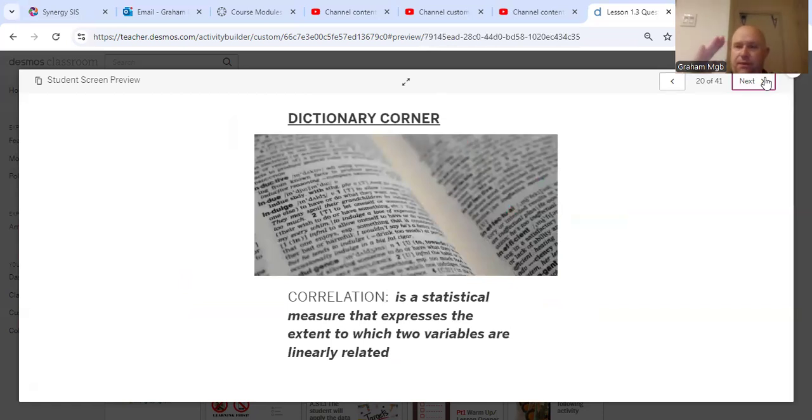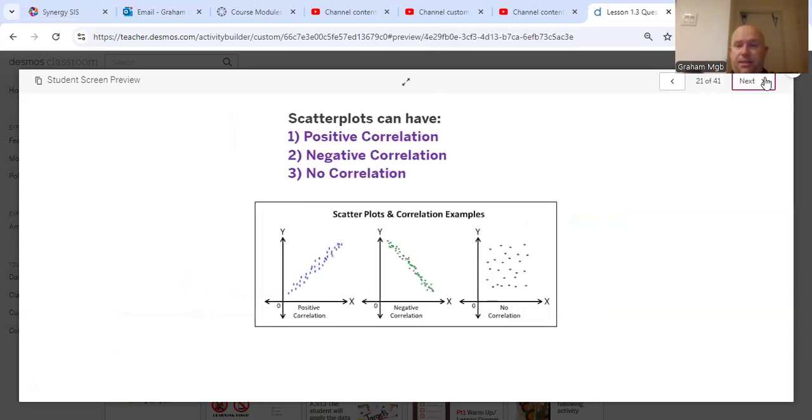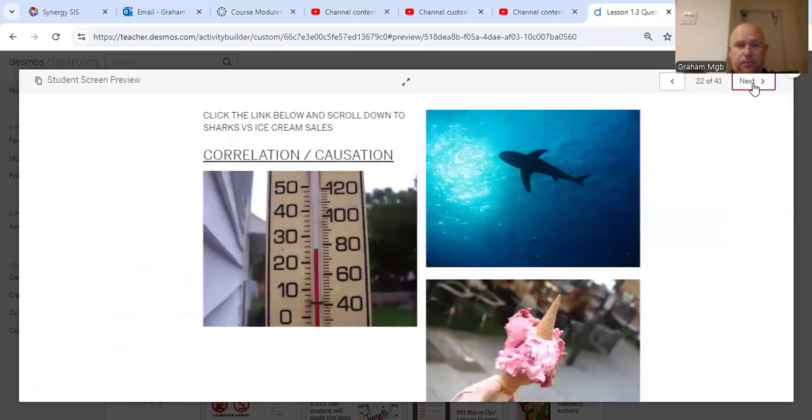Correlation, we talked about positive correlation. Oops, it'll be the other way around. Positive correlation going from bottom left to top right. Negative correlation going from top left to bottom right, and we talked about negative correlation last time as well. And there were those pictures that we talked about last lesson too.